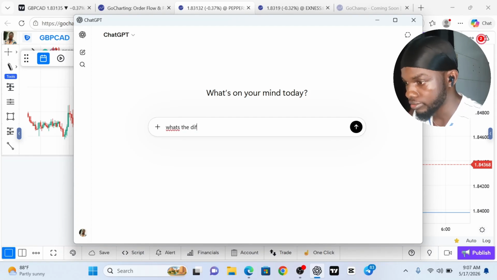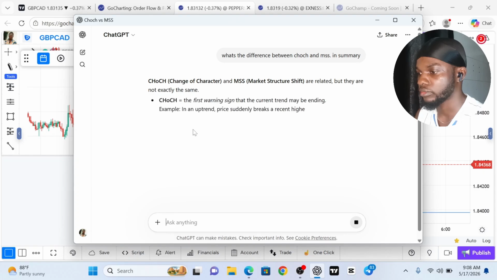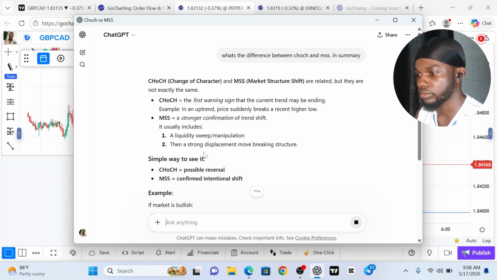What's the difference between change of character and MSS? In summary, change of character and MSS (market structure shift) are related, but they are not exactly the same.